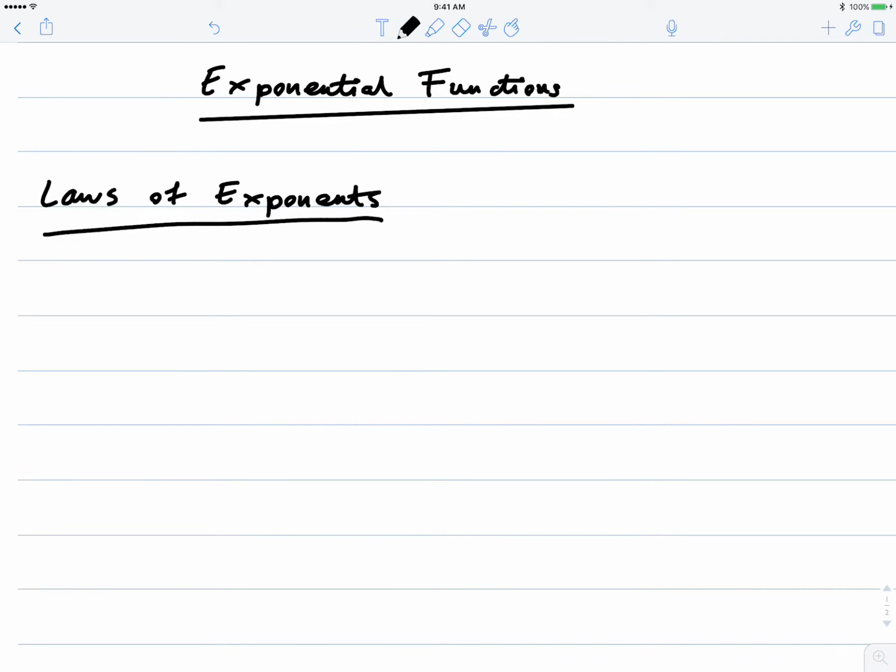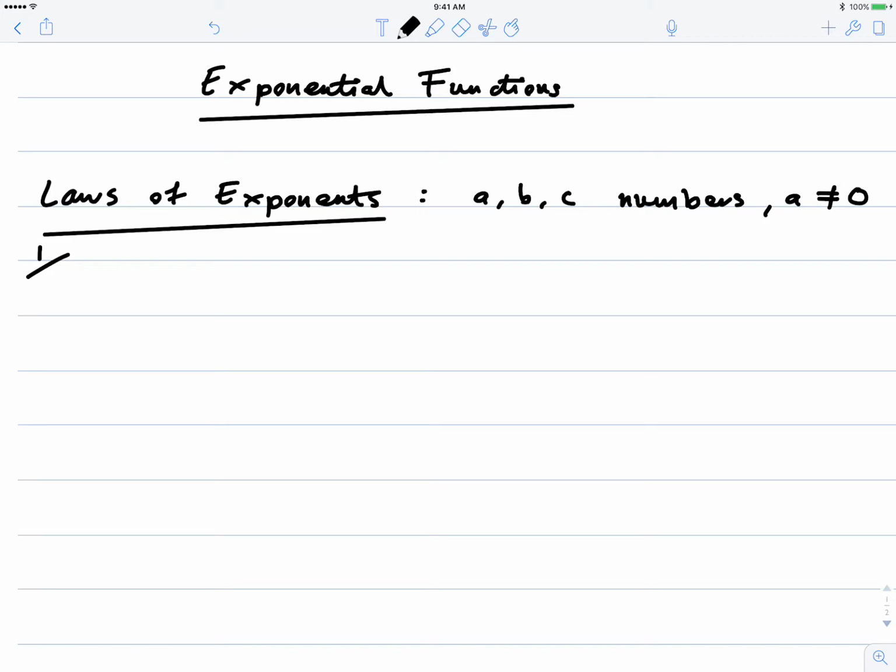Laws of exponents. So I'm going to fix some numbers. Let's have A, B, and C numbers. And I'm going to make the assumption that A is not equal to 0. If A is equal to 0, some of these kind of don't make sense, so I'm just going to avoid that case entirely.